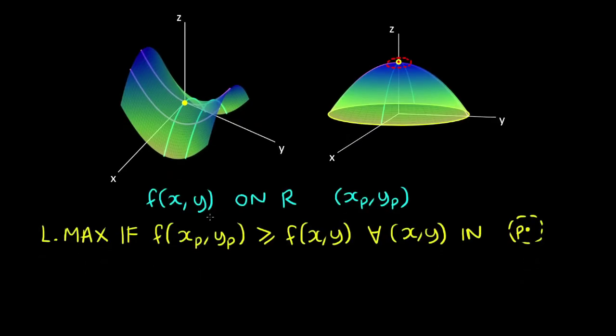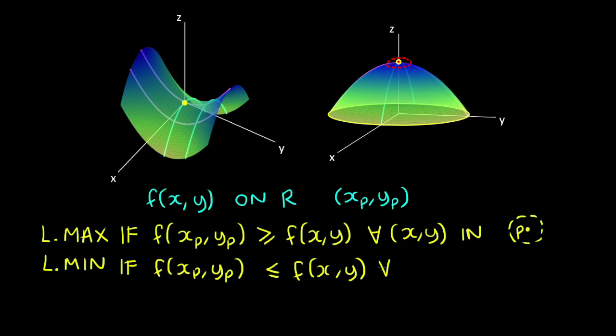And similarly, we define a local minimum where the value of the function at the given point is smaller than or equal to all the values of the function, so for all the domain points x and y in the open disk centered around the point. So if this paraboloid was flipped over, then this point would instead be a local minimum.